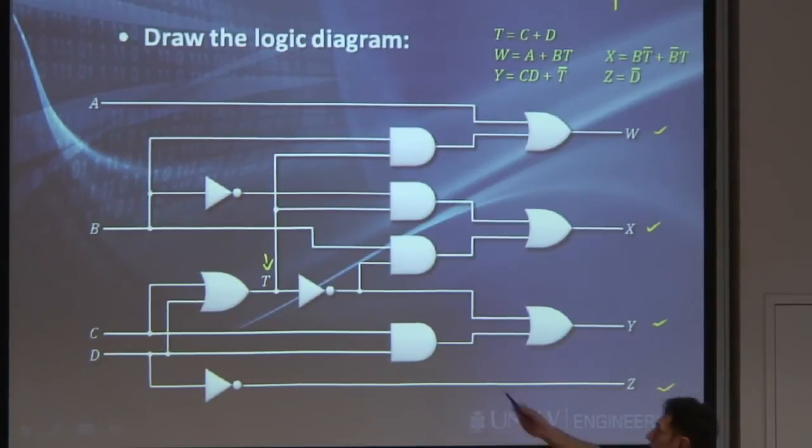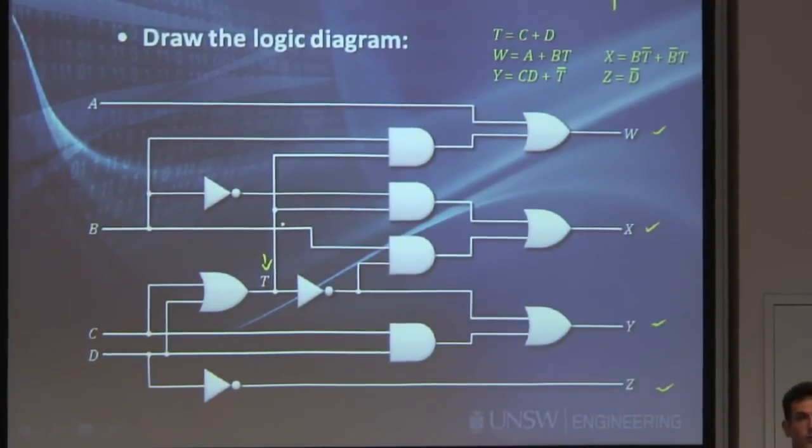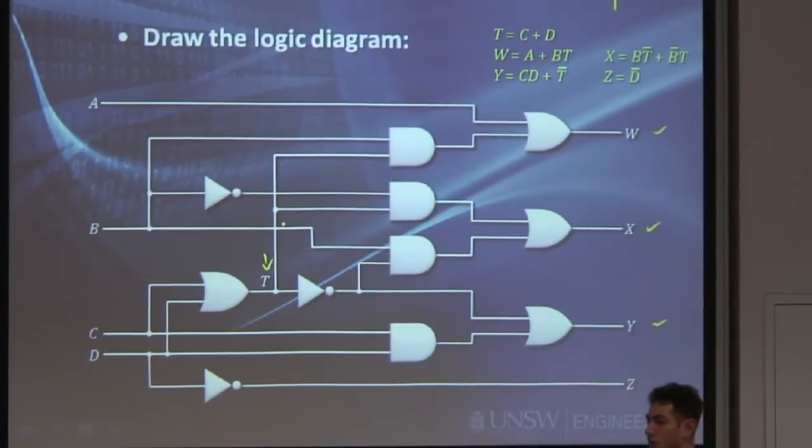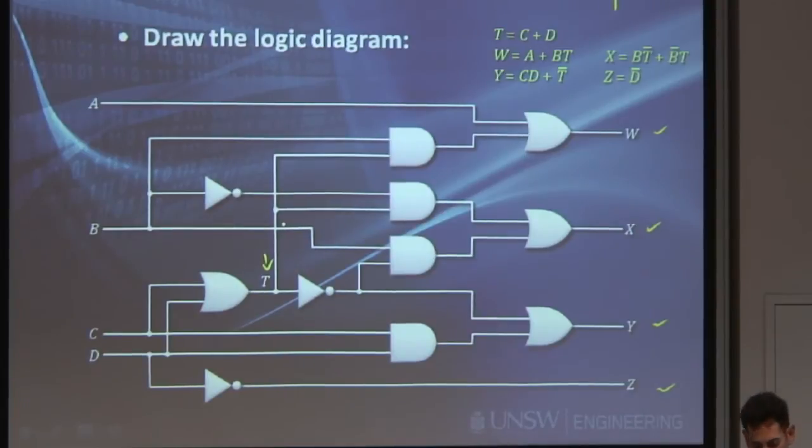Now, usually, like in this case here, as long as they cross each other and there's no bubble or dot there, then that means the lines are not connected. The problems start when you do want to connect them, and then you might have something that looks like this.